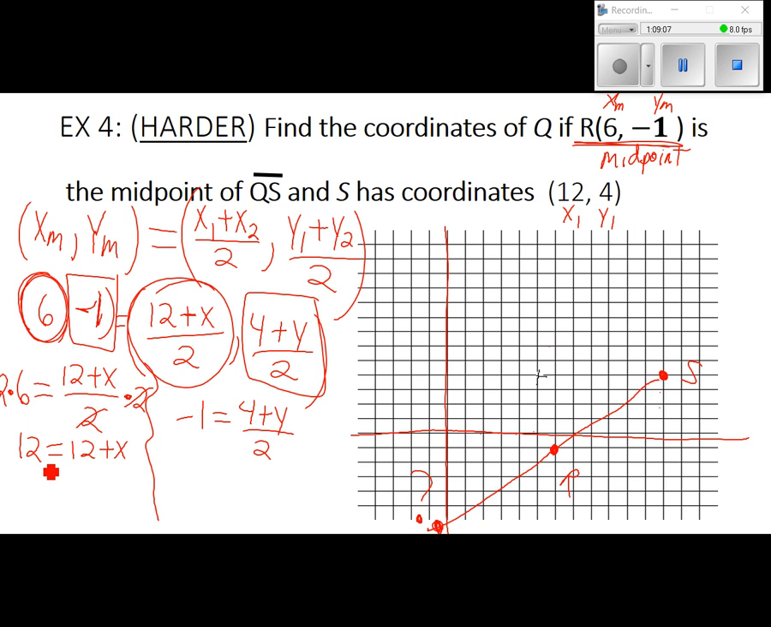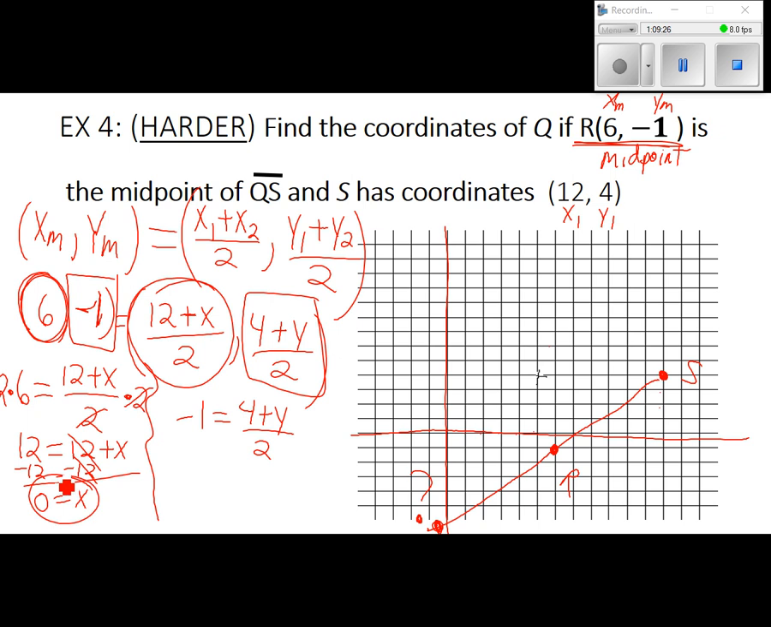How do I solve for X now? Minus 12, minus 12. These cancel out. What's 12 minus 12? So what's the X coordinate of the point that we're looking for? 0.